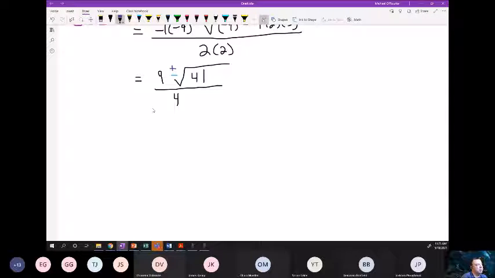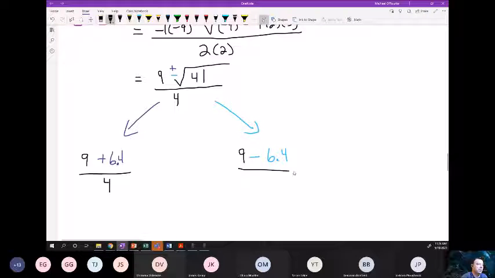So when we get down to this point, you actually split your answer into 2 sections. A positive version and a negative version. So here I would go 9 plus, what's the square root of 41? Square root of 41 is 6.4. 9 plus 6.4 divided by 4. But I'd also have to go 9 minus 6.4 divided by 4. Do we have any questions about the split here? How we kind of split it up into 2? Because we have that plus and minus.